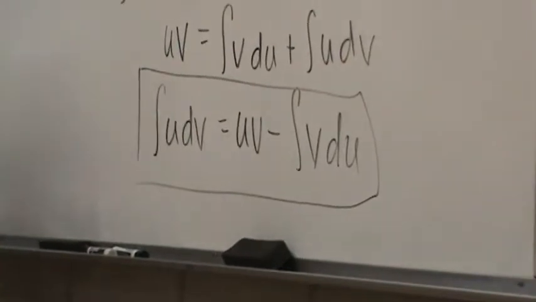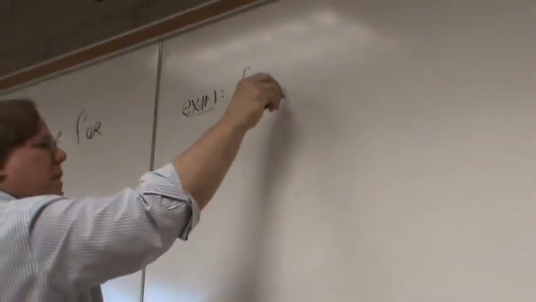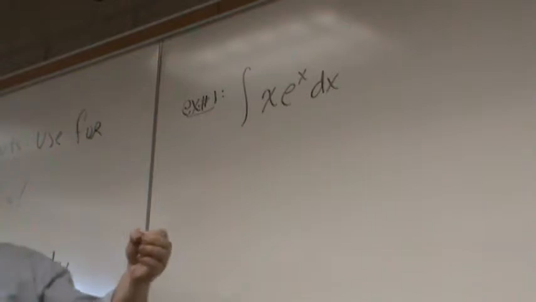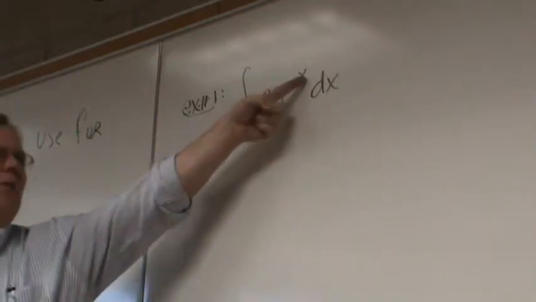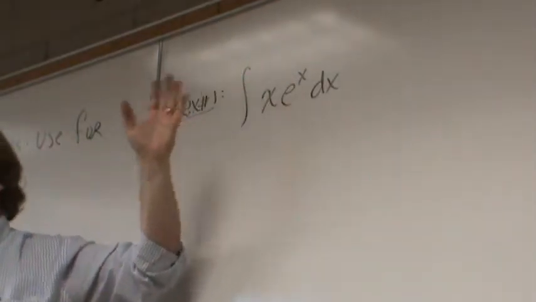Let me give you an incredibly simple example. Example number one. Suppose I had the integral of x e to the x dx. I can't use u substitution because ordinarily I'd let my u be the exponent of an e to the x term. But if I let u be x, that doesn't help me at all.